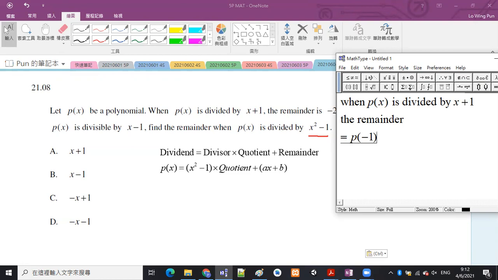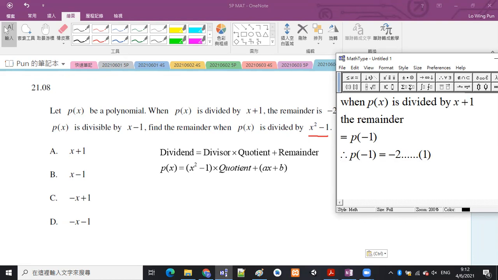Do we have the formula of px? Is it given? No. So we cannot continue to calculate what p negative 1 is. But we know that the remainder is given to be negative 2. So we know that p negative 1 is equal to negative 2. Call this equation 1.